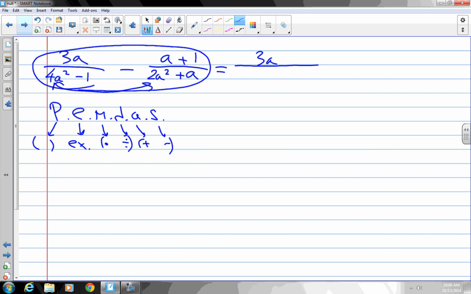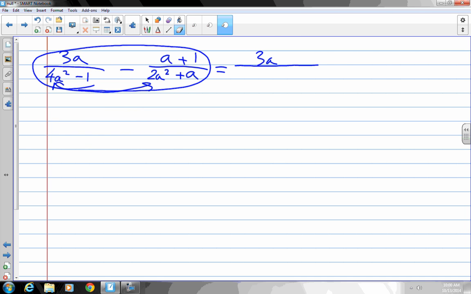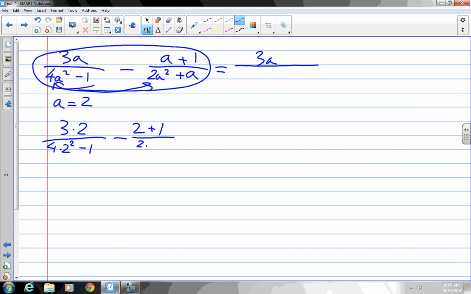Well, no. You're not computing the exponents. You're not squaring. I mean, a squared is a squared. If you're plugging in a number for it, then yes, you will square first. But again, let's do that. A equals 2. So we're going to plug in 3 times 2 over 4 times 2 squared minus 1, minus 2 plus 1 over 2 times 2 squared plus 2. Right? That's what you plug in 2 for A.